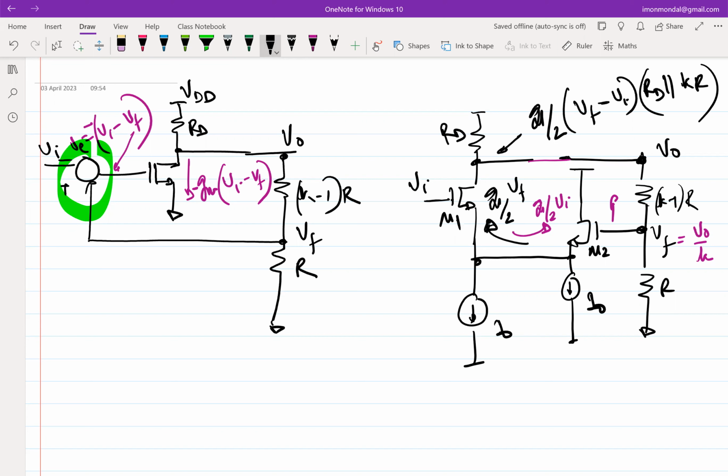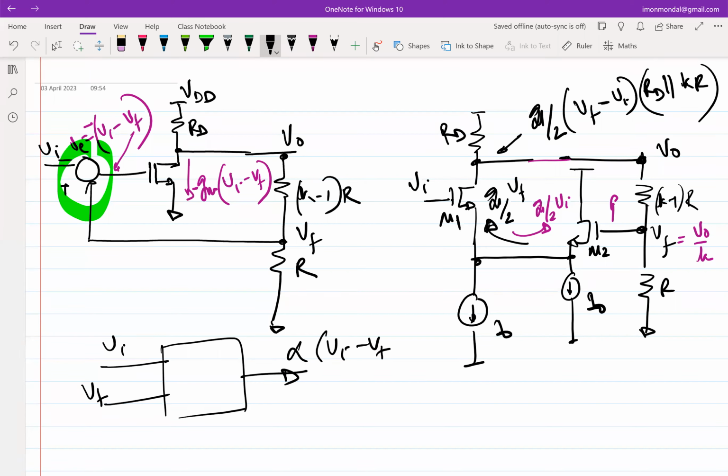So I had two terminals. Let's think of it in terms of a box. I have a VI, I have a VF, and something that is coming out is proportional to VI minus VF. So if I apply VI here and VF here, what will come out? I haven't made that change in the circuit, but what I'm essentially saying is that in the box I have just drawn, if I interchange the positions of VF and VI, we will interchange the sign of the output.